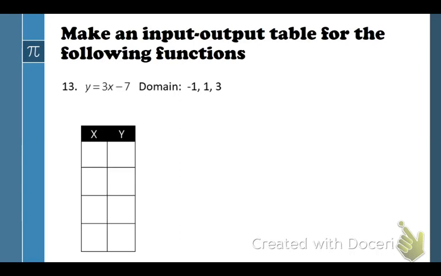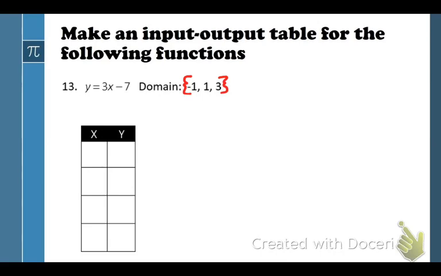Good? All right. Now we know if they're functions or not. We can evaluate them. By looking at them, either the T-charts, ordered pairs, or a graph, we can determine if it's a function or not. So now we're going to move into making input and output tables. This time, we're given the domain. Put the little funky brackets around your domains. Our domain is -1, 1, and 3.